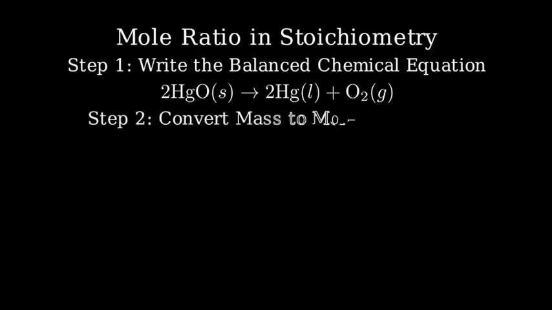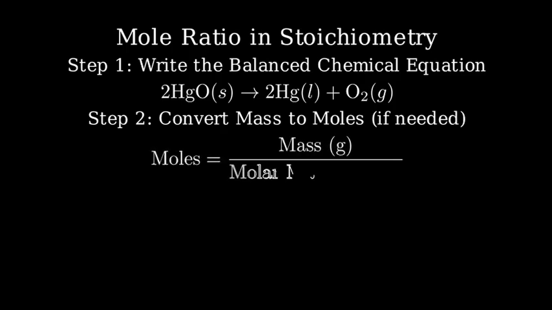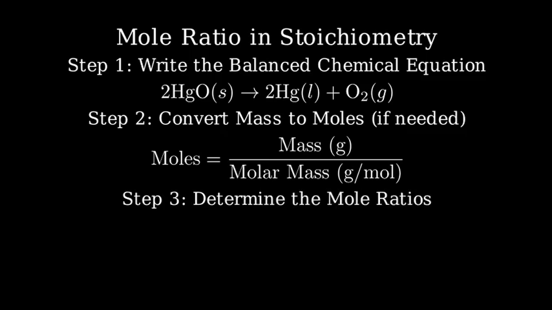Step 2. If we're given the mass of a substance, we need to convert it to moles, using its molar mass. The formula for this conversion is moles equals mass in grams divided by molar mass in grams per mole. Step 3. Determine the mole ratios using the coefficients from the balanced equation.